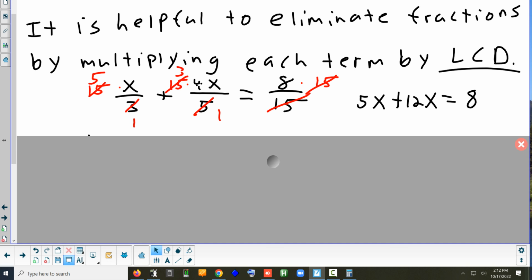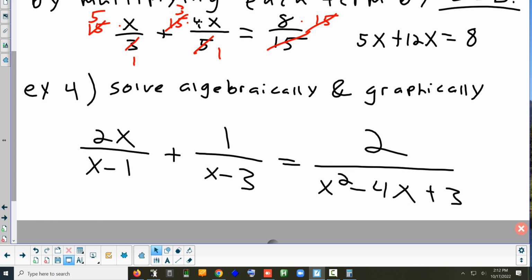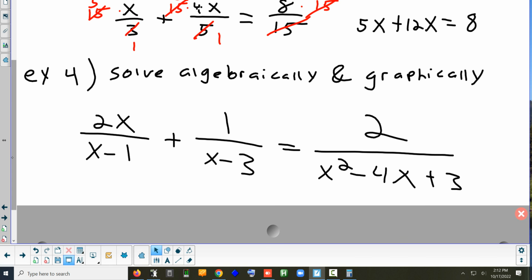We're going to try the same exact idea on this problem. The only thing that's making that more difficult than it needs to be are all the fractions. So we're going to look at each denominator, and we're going to try and find the LCD, just like we did with the numbers up above. So it's 2x over x minus 1 plus 1 over x minus 3 equals 2. And then in the bottom is x squared minus 4x plus 3.